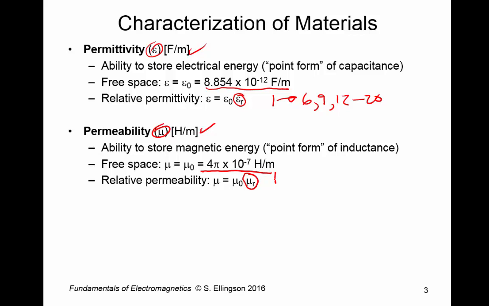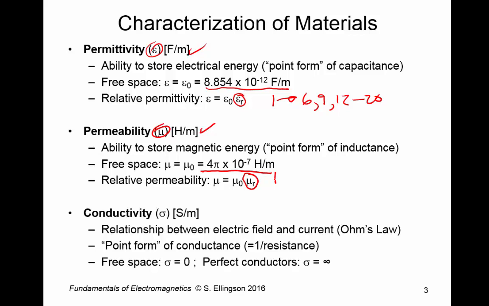For certain other materials, such as ferromagnetic materials, the relative permeability can be quite high. Tens, hundreds, thousands, and so on. For most materials, though, that are not ferromagnetic, the relative permeability, that is, will be about 1.